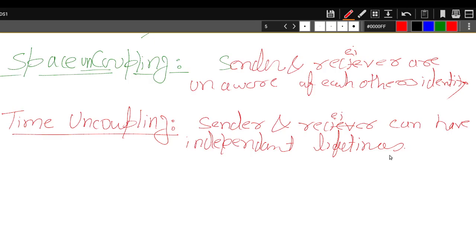Sender, whenever it has a message, can send it and go idle. And whenever the receiver gets time, it can come and check its message. So for that, you will need an intermediary. This can be very helpful where the systems are volatile, where the sender and receivers may come and go, like when internet connections are poor, so they may come at a particular time and within a short time they may leave.